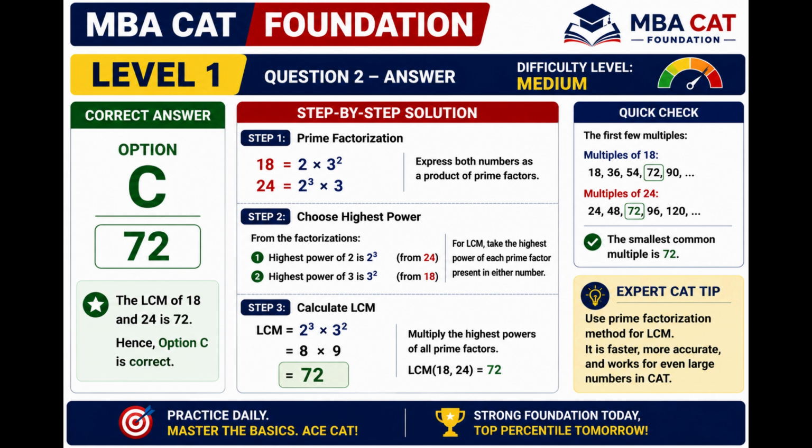First, express each number as a product of prime factors. 18 is equal to 2 times 3 squared. 24 equals 2 cubed times 3. Now we can easily compare the powers of each prime number.